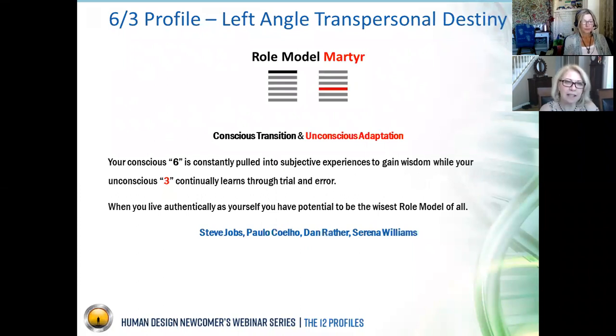And we get to the 6-3, another left angle transpersonal destiny, the role model martyr. And remember, we talked about the 3-6. We are now to the 6-3, which is conscious transition and unconscious adaptation. So your conscious 6 is constantly pulled into subjective experiences to gain wisdom, while your unconscious 3 continually learns through trial and error. The body continues to go through trial and error. When you live authentically as yourself, you have potential to be the wisest role model of all. And famous 6-3s include Steve Jobs, Paulo Coelho, Dan Rather, Serena Williams, to name a few. The 6-3.